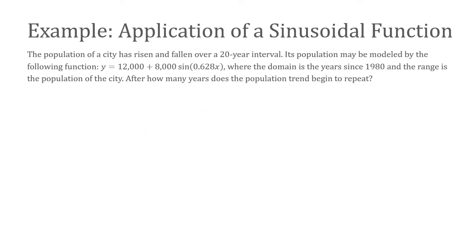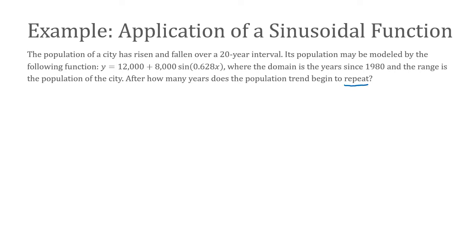So let's look at an application of sinusoidal functions. The population of a city has risen and fallen over a 20-year interval. Its population may be modeled by the following function. The function is y equals 12,000 plus 8,000 times the sine of the quantity 0.628x, where the domain is the years since 1980 and the range is the population of the city. After how many years does the population trend begin to repeat?